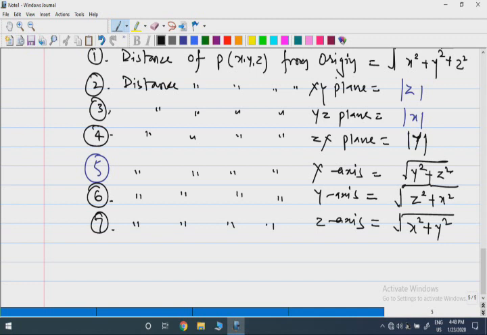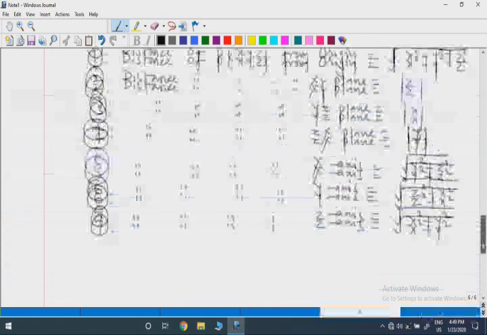Is it clear? Any doubt, anyone? So these are all the distances from the origin, the planes, and then all the axes. Okay. So let's do some questions now.